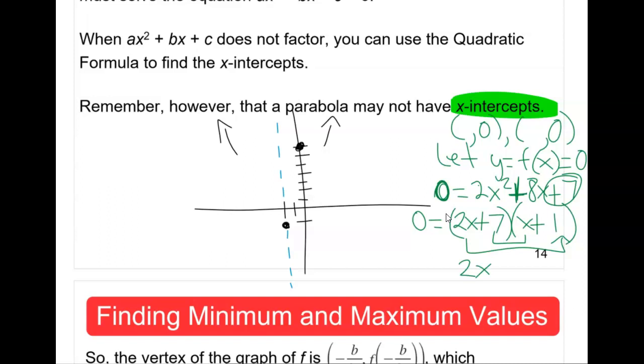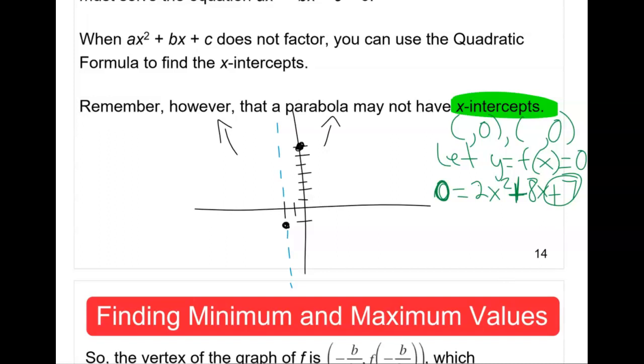We will get 2x times 1 is 2x, and then 7 times x, 7x. If we add them, we will get 9x. So it is not factorable. So then what we will have to do to find the x-intercepts will be to use the quadratic formula.